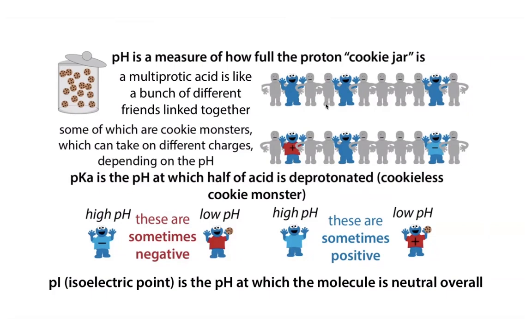And therefore, the pH of your solution is going to depend on the effects of all of these groups like before, but they're going to be on the same molecule. And so now we can talk about a pKa value for each of those different groups, as well as a pI value. So a pI is the isoelectric point.